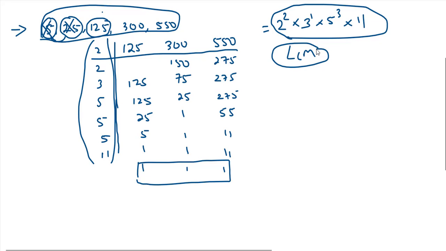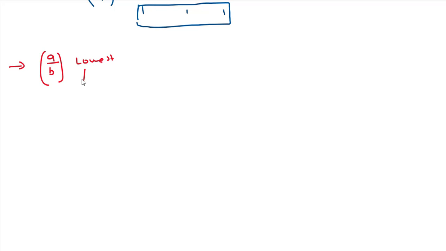Let us now understand how to calculate the HCF and LCM of a fraction. But before we start, one important point to note here is, for finding the HCF and LCM of a fraction, say a by b, this fraction should be in its lowest form. Like for example, you cannot find HCF and LCM of 15 upon 45. You will first have to reduce this fraction, because we can take 15 common from both the numerator and denominator, and this can be reduced to 1 by 3.